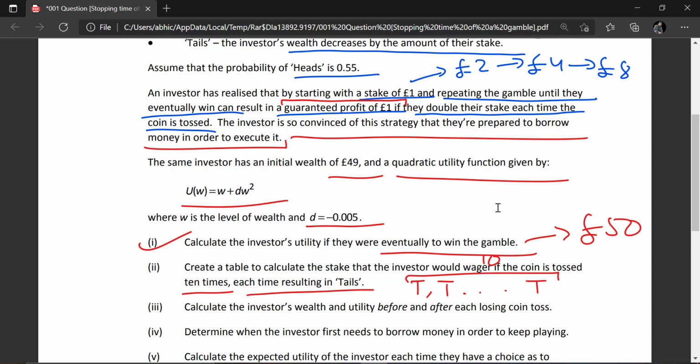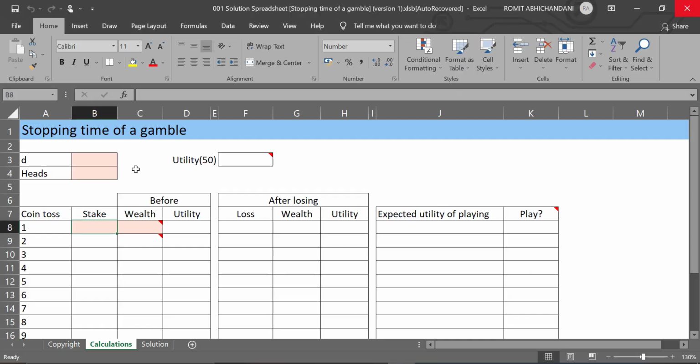So first let's just do these two parts. This is very straightforward. So what is the value of D that we are looking at?